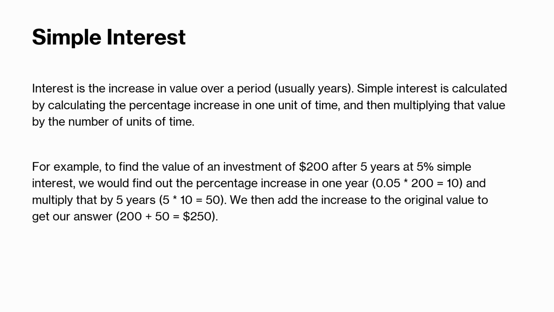As in this example, we will find the value of an investment of $200 after 5 years at 5% simple interest. To find this, first, we find the percentage increase in 1 year, or 0.05 for 5%, multiplied by 200, which gives us 10. That is the increase in 1 year. We would then multiply that by 5 years. So 5 multiplied by 10 gives us 50. And then we add the increase to the original value, which is 200, to get our answer. So 200 plus 50 gives us 250.